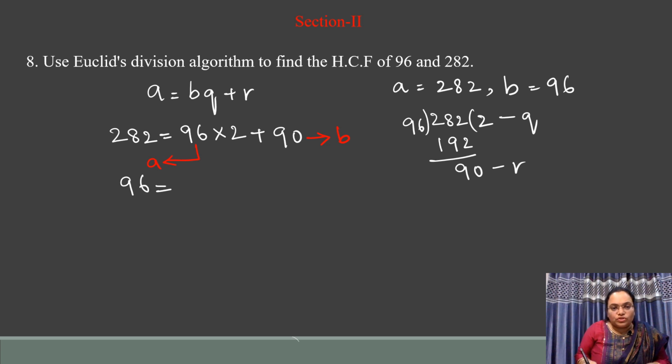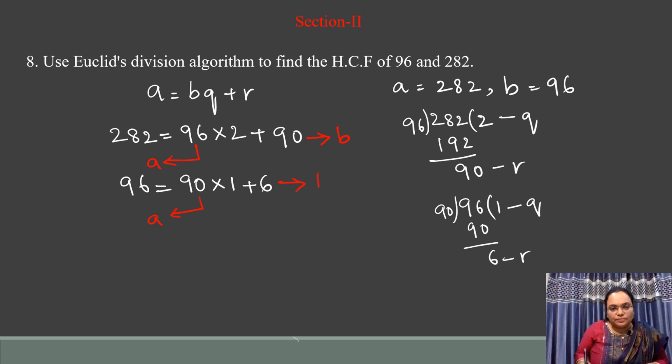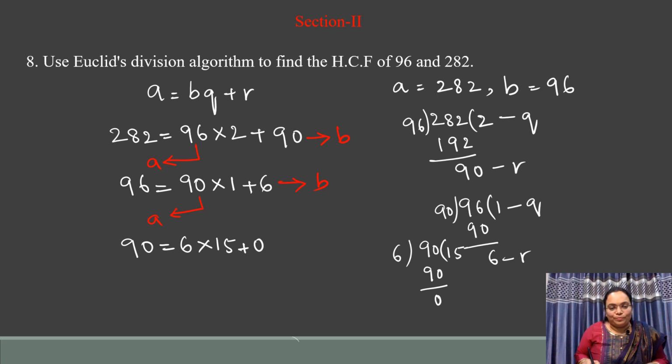96 is equal to, what is b? 90 into, this is q and this is r, into 1 plus 6. Then you will take this as a and this as b. 90 is equal to 6 into 15 plus 0. When you get the remainder as 0, we will stop the process and the divisor which you get is your HCF. HCF is equal to 6.